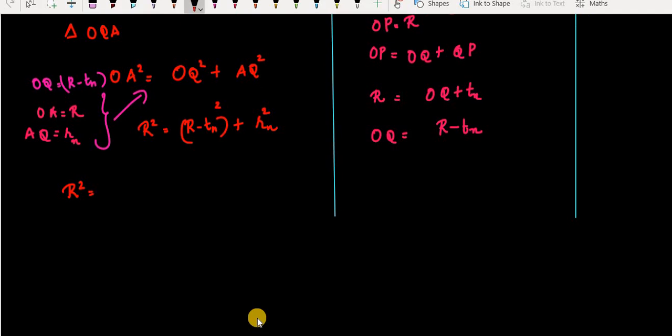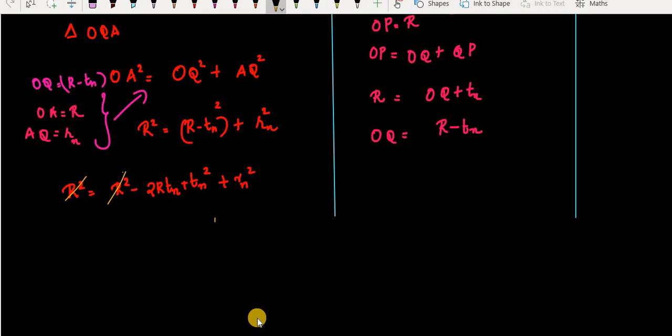R square is equal to R square minus 2RTn plus Tn square plus Rn square. This is in the form of (A minus B) square. So we can write R square is equal to R square minus 2RTn plus Tn square plus Rn square. And here, see, there is an R square here and R square here.